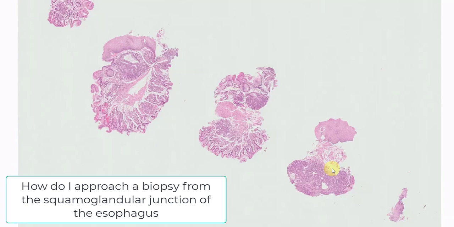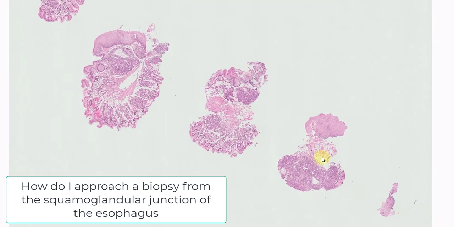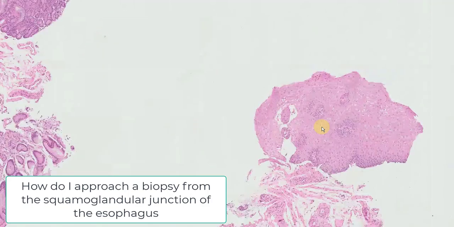This is a very basic video on what to do when you see a biopsy from the squamocolumnar junction within the esophagus. There are generally two parts to it. There's a squamous epithelial component and a glandular component. Let's take a look at the squamous epithelial component.